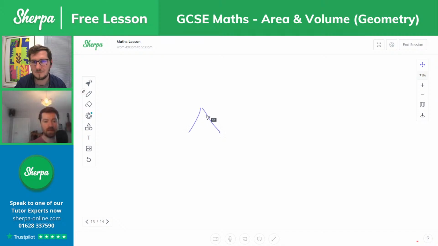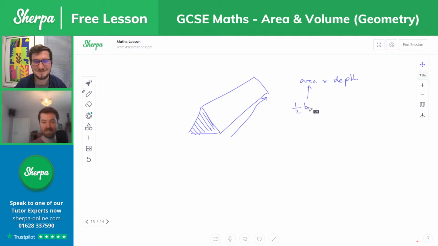Let's say we've got a triangular prism. Well, all I really need to know is what's the area of my triangle, and then I'm going to take that area and multiply it by the depth of my prism, right? So in this case, the volume of the triangular prism is going to be the area times the depth. Well, it's the case in all prisms really. And for my triangle, the area of a triangle is, hopefully some of you remember this, half base times height.